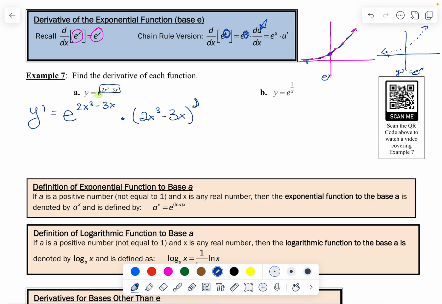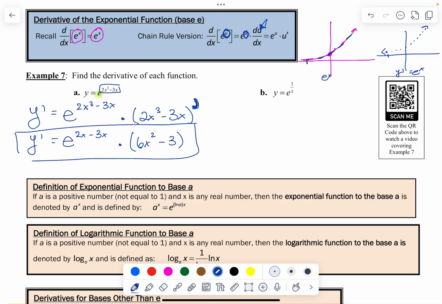Remember, this little apostrophe right here means derivative. I'm writing this out so we can have steps. You don't need to write that. You can just do the derivative as you go. So our final answer would be e to the 2x cubed minus 3x times 6x squared minus 3. And that's it. We would be done.